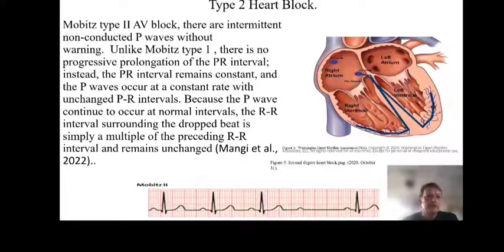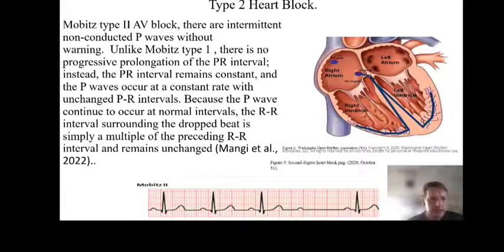Type 2 heart block, Mobitz type 2, AV block. There is an intermittent non-conductive P wave without warning. Unlike Mobitz type 1, there is no progressive prolongation of the PR interval. Instead, the PR interval remains constant and the P wave occurs at a constant rate with unchanged PR intervals. Because the P wave continues to occur at normal intervals, the RR interval surrounding the dropped beat is simply a multiple of the preceding RR intervals.